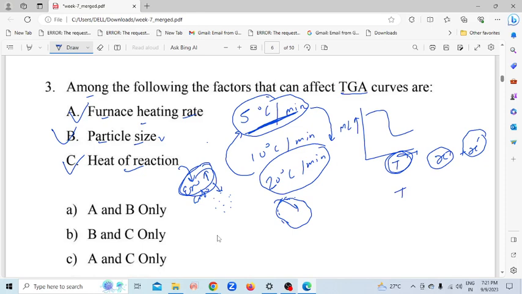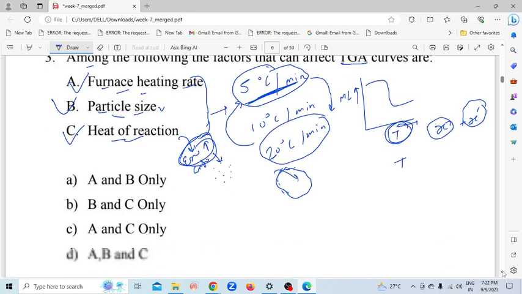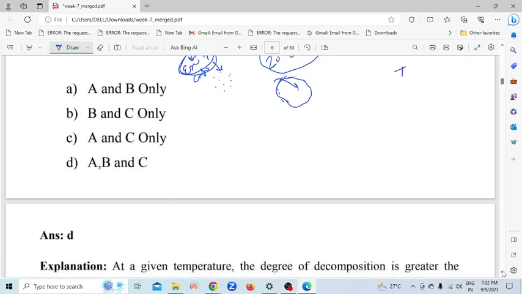So we concluded that option A, which is furnace heating rate, option B, which is particle size, and option C, which is heat of reaction, all these factors will affect the TGA curve. So our option will be A, B, C, so D is the right answer.